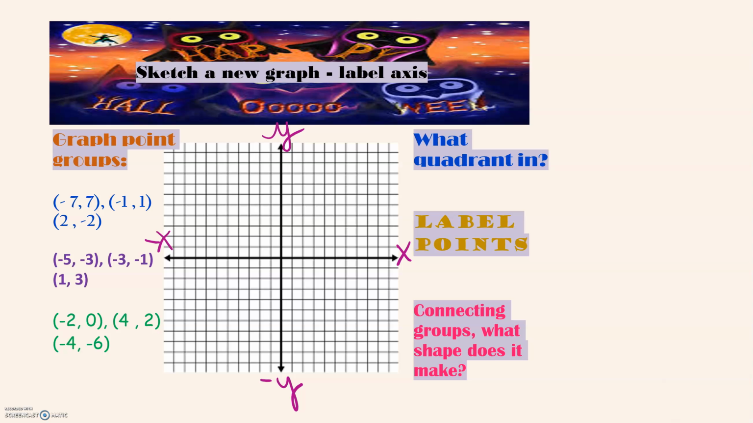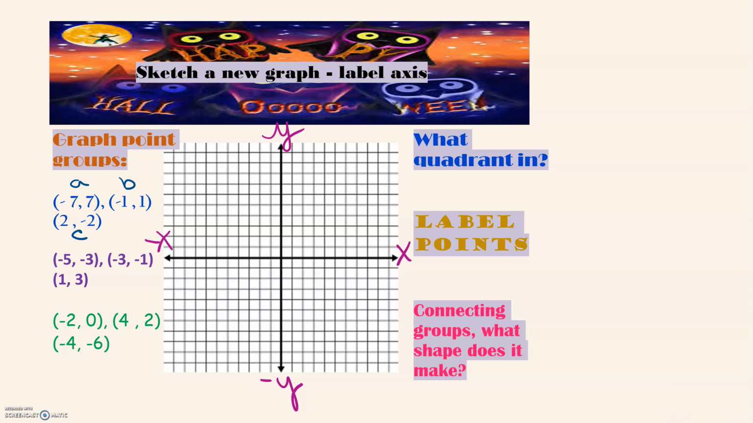We're going to label our points. When I say label our points, I'm going to say give them a letter. So this point's going to be A, this point's going to be B, this point's going to be C. And when I plot that point, I'm then going to give it the name. So let's start with that first one, negative 7, 7.